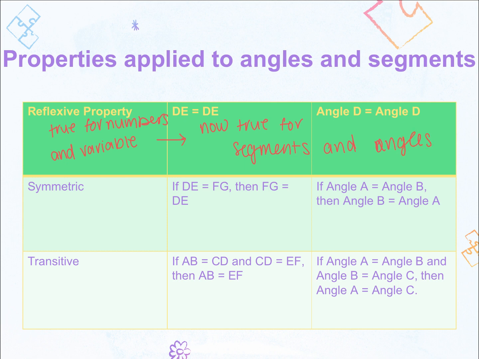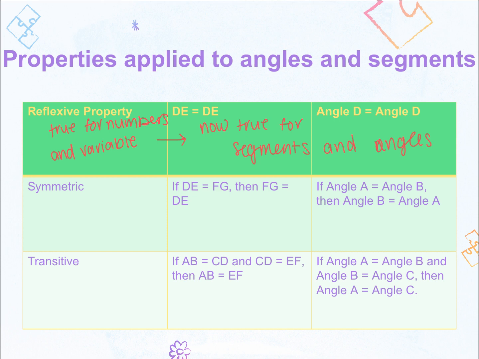Okay, so now we're using them for segments and angles. Symmetric. So symmetric is when it's reflected. Okay, it's a reflection, not reflexive, because that's different. We just did reflexive. Symmetric means it's flipped.